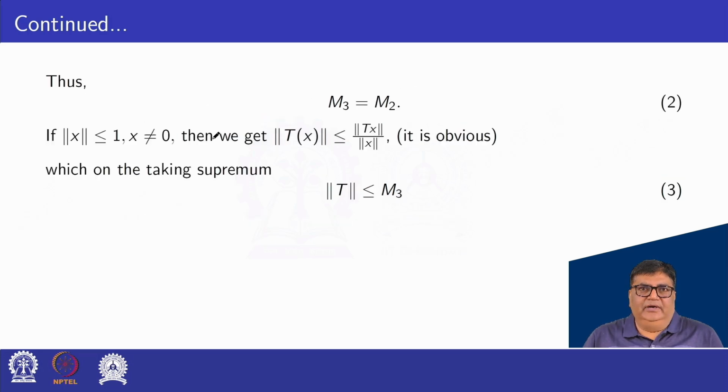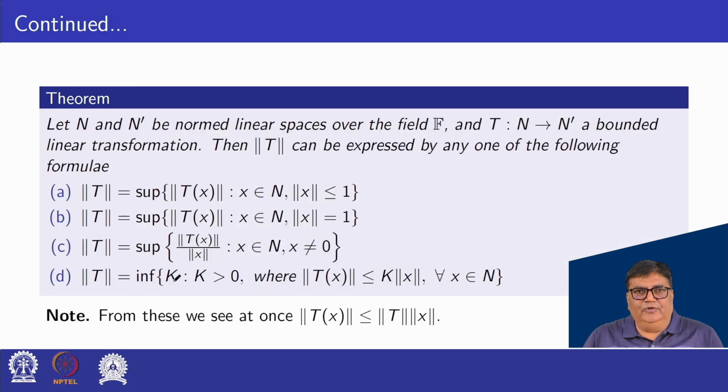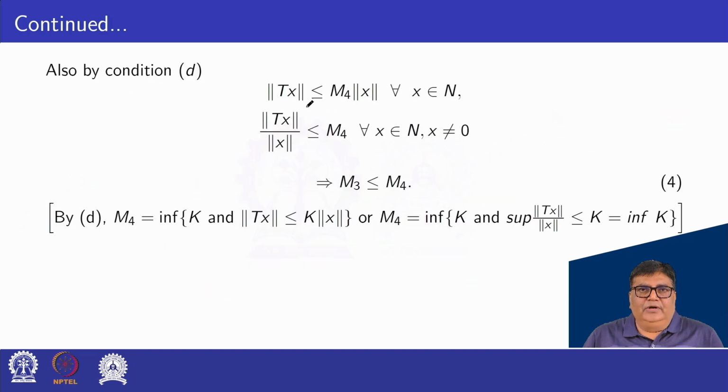Also by condition D. Condition D: norm T is equal to the infimum of K greater than 0, where norm Tx is less than or equal to K norm x. This condition is denoted by M4. M4 is equal to the infimum of K. So norm Tx is less than or equal to M4 norm x. Dividing this by norm x, norm Tx upon norm x is less than or equal to M4.